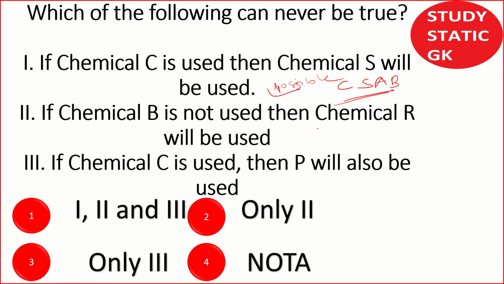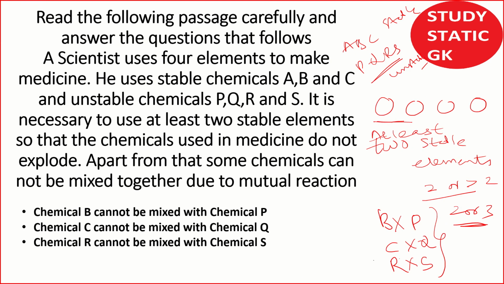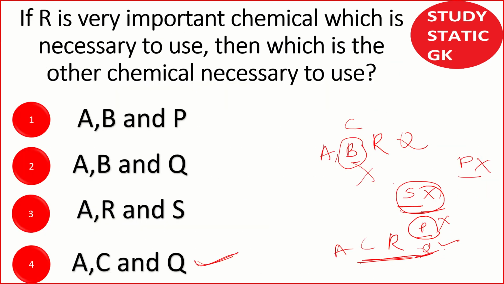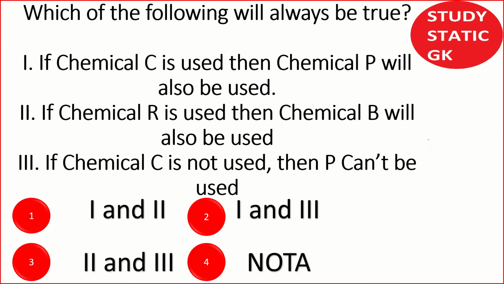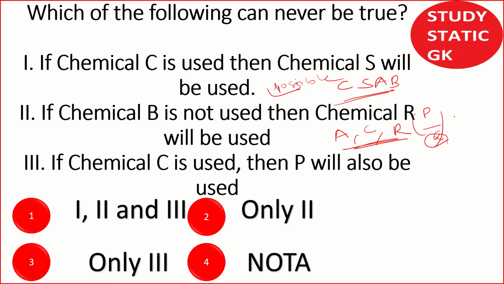Possible. Next, if B is not used, then chemical R will be used. So if B is not used, AC is definitely there. Can never be true, so the true condition we have to take is if R is used. So here one of the P or Q should be used with the ACR. What are the conditions? Yes, with C, Q may not be used. So here we can take P. You can take P. So A, C or P is a possible condition. So this is also possible.